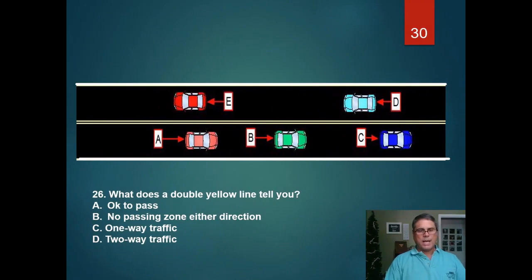What does a double yellow line tell you? No passing zone either direction. No crossing too. It should have that in it. You can't pass, you can't cross.